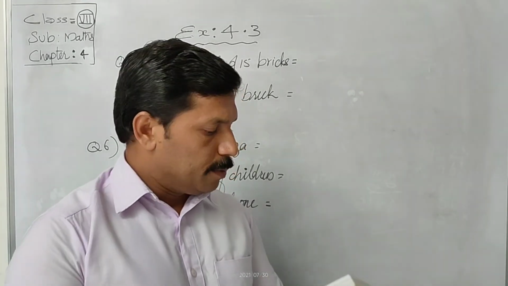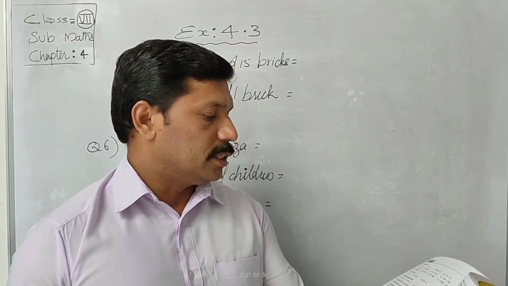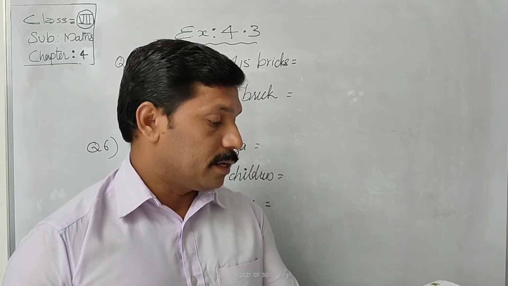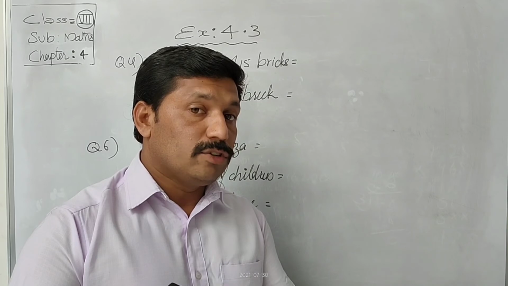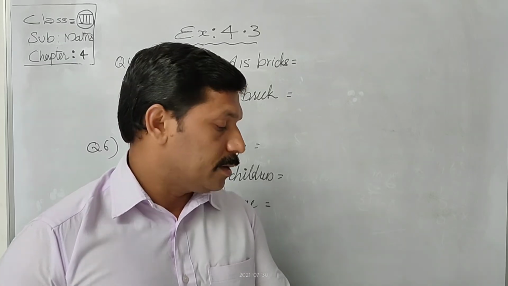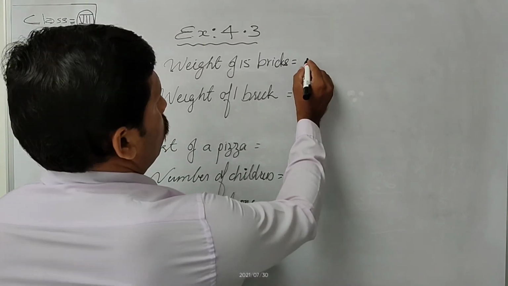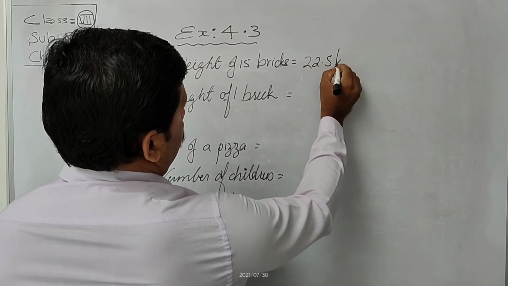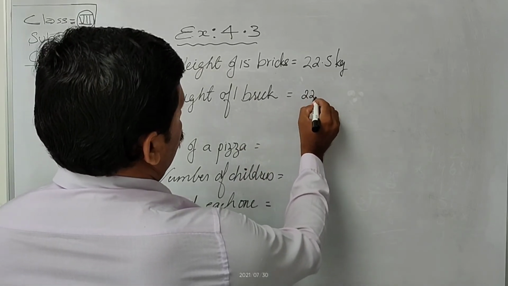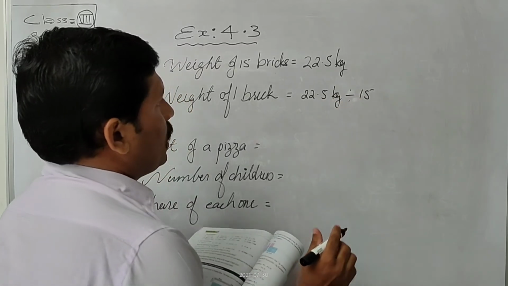That next question is a word problem. I am going to read the question. Question number 4. The weight of 15 bricks is 22.5 kg. What is the weight of 1 brick? So here the weight of many is given, and we have to find out the weight of 1. Many to 1, that means division. The weight of 15 bricks is 22.5 kilogram, and therefore for the weight of 1 brick, what to do? 22.5 kilogram divided by 15. So we get the answer.